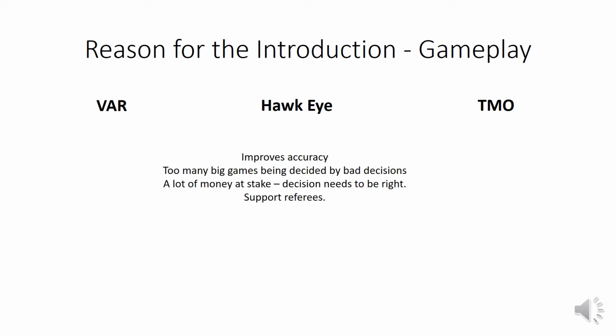Gameplay is the next one. So reason for the introduction for gameplay. Right, so this is obviously the key one. So this should be probably your biggest paragraph for this reason for the introduction. So obviously it improves accuracy. That's the key. They want big decisions to be right. Too many big games being decided by bad decisions. A lot of money's at stake, particularly in the Premier League. You're talking about the possibility of getting a Champions League place, or the difference between relegation or not getting relegated. It's like millions and millions of pounds here. So tens of millions, hundreds of millions. So obviously they want to be getting that right.